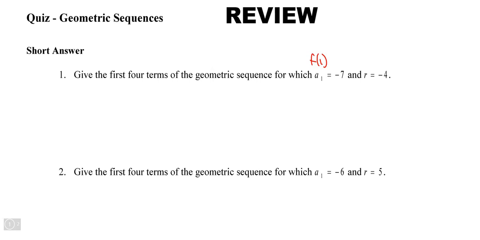So we can go ahead and take a look here and say, all right, give the first four terms. Our first term is -7. So then -7 times -4, that is positive 28. And 28 times -4, that is negative 112. And negative 112 times -4 is positive 448.